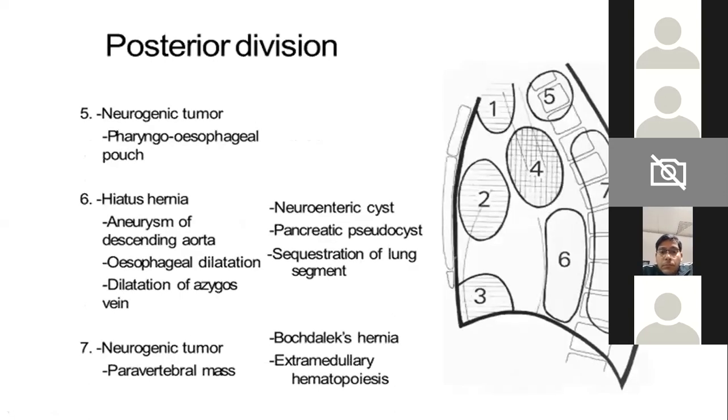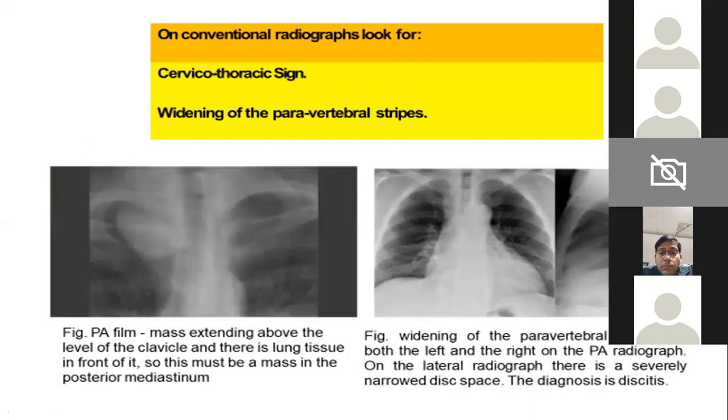So again, the Sutton picture here, you can go back to your textbooks and have a look. I will not be describing much here. So the signs to identify: what is a cervicothoracic sign? It's not just that the mass is extending above the level of clavicles. First thing we'll understand is that the anterior mediastinum is below the level of clavicles. There is no anterior mediastinum above the level of clavicles.